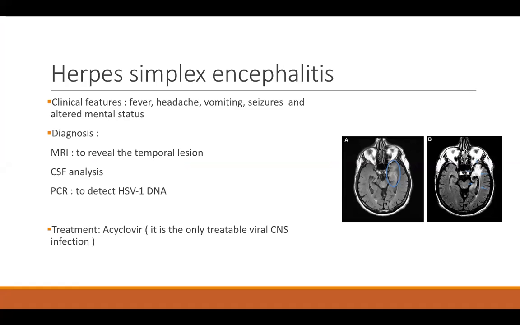Diagnosis: MRI to reveal the temporal lesion is the most important. As you can see here in the picture, the MRI shows the lesion in the temporal lobe. Or you can do a PCR to detect the DNA of the virus. Treatment, it is the only treatable viral CNS infection. تذكرون poliomyelitis ما كان له treatment. الviral meningitis ما كان له treatment. أما هنا عندنا treatment اللي هو acyclovir.